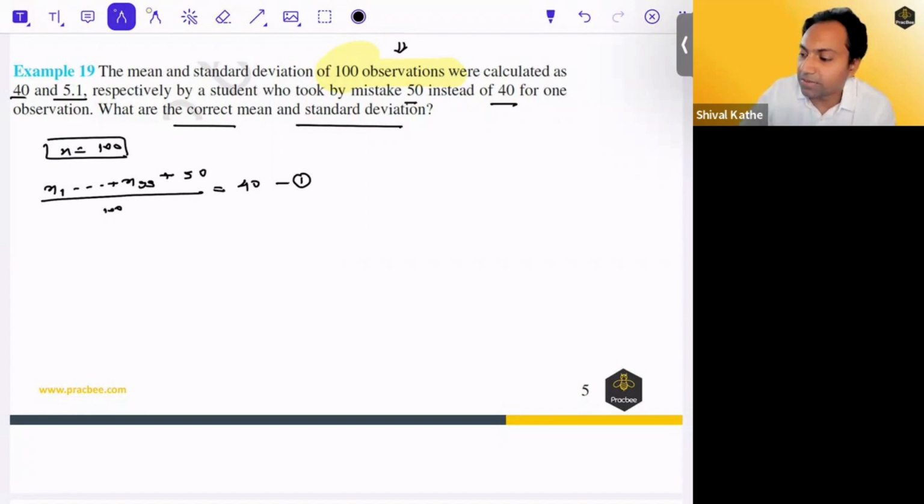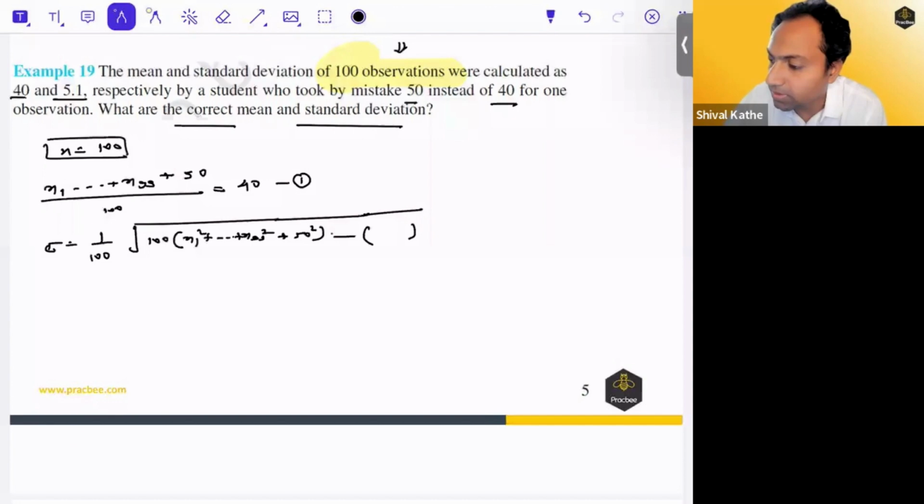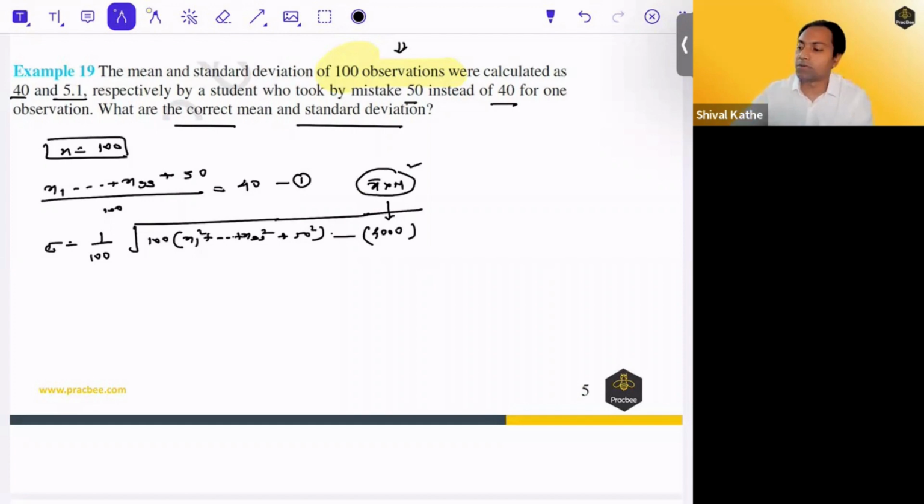Another thing that they are telling is that in the old formula, if I find the standard deviation, this is 1 by 100 times root of n into the sum of squares of these numbers, minus the square of the sum. And this number written here can be found using the mean, and that is 4,000. So what I have written here is nothing but x bar into n. This is how I have found the sum of all the numbers. And this sigma they had given as 5.9.